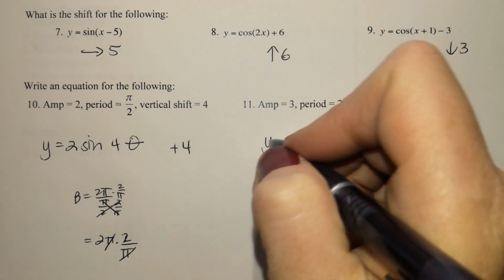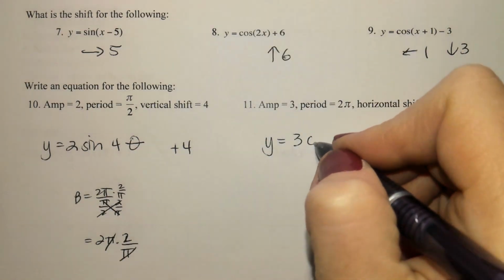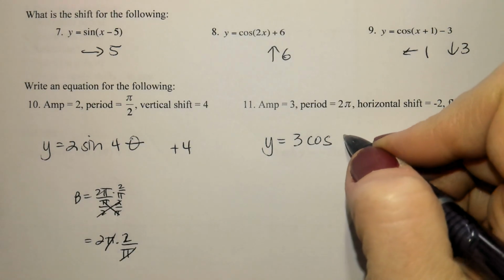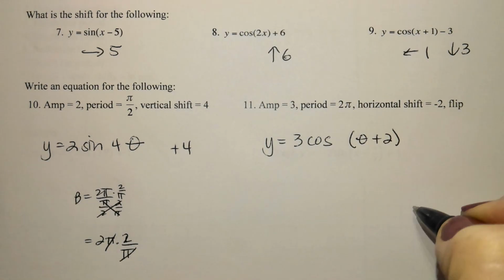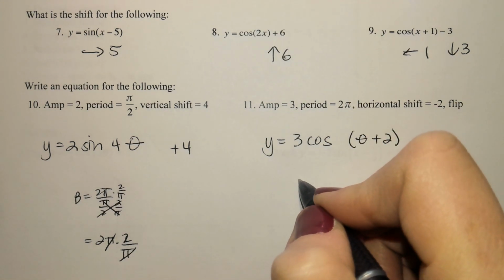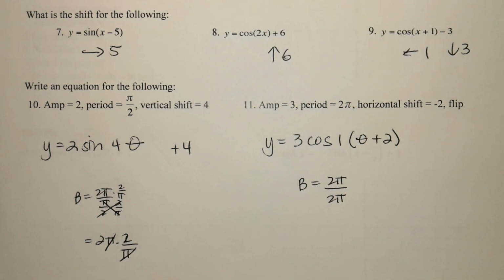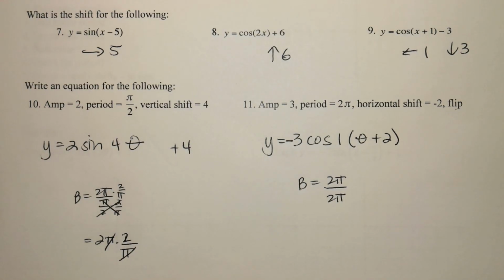Next one, y equals 3 is the amplitude. Looks good. I'll pick cosine this time. Again, it doesn't matter for right now. It will later on. I have a horizontal shift of -2, so I'm going to have to put that in as a +2 with the x. I have a period of 2 pi, that is not my b. My b would be 2 pi over 2 pi, which is 1. And then I have a flip, which means I need to get a negative in front of the whole thing.